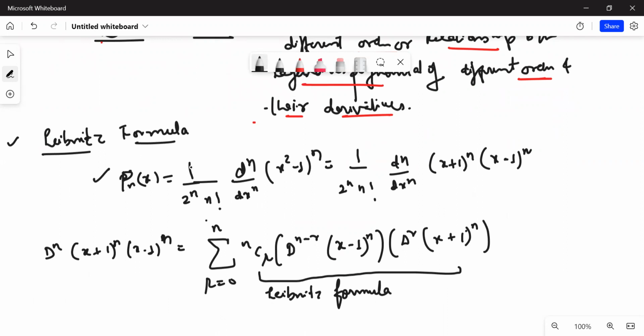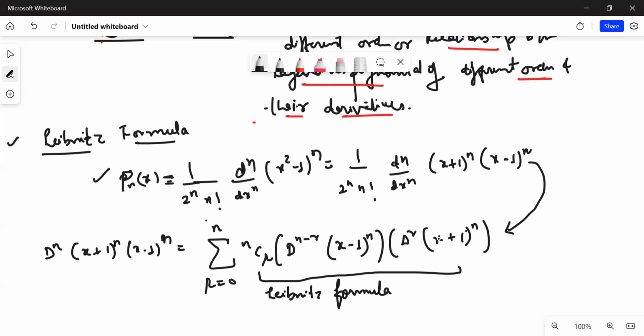So what is Leibniz formula? I'll come to it later. But you know that Legendre's polynomial of different order can be derived from the Rodrigues formula, which is 1 upon 2 to the power n factorial, d^n upon dx^n of (x squared minus 1) to the power n. Okay, and here (x squared minus 1) to the power n can be written as (x plus 1) to the power n times (x minus 1) to the power n. This nth derivative can be expressed in this formula. This is known as your Rodrigues formula. This is known as your Leibniz formula.